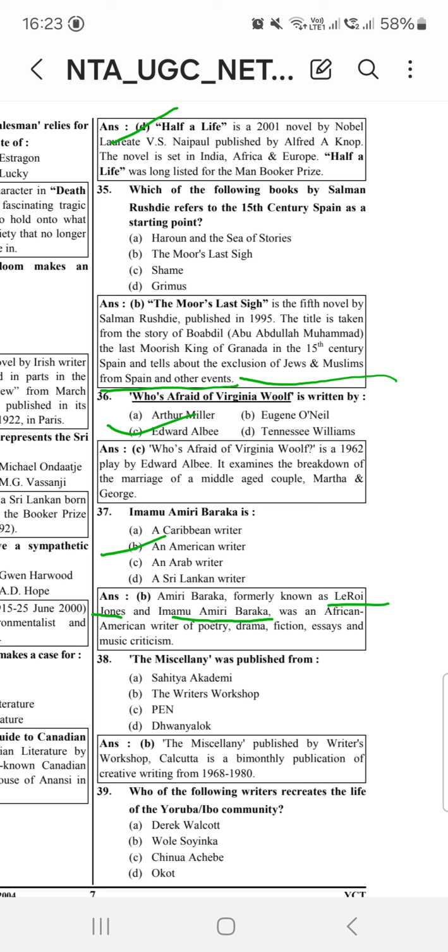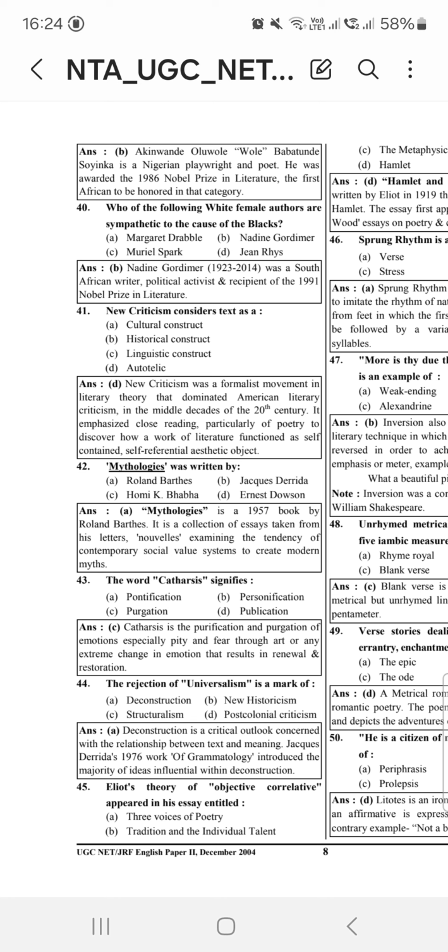Question 38. The Miscellany was published from the Writers Workshop. Which of the following writers recreates the life of the Yoruba community? And the correct answer is Akinwande Oluwole Soyinka, option B.